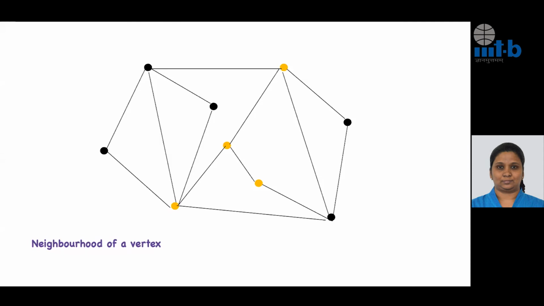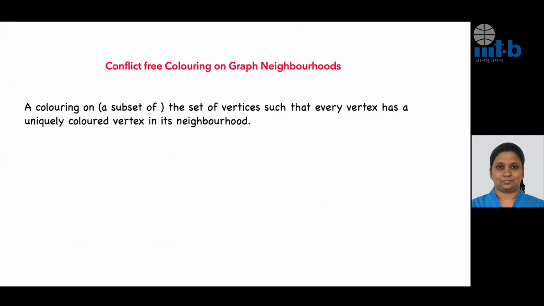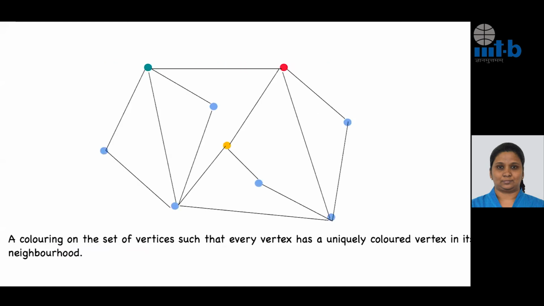Okay. So again, conflict-free coloring means a coloring of a set of vertices such that every vertex has a uniquely colored vertex in its neighborhood. So for example, given a graph, you can color such that for every vertex, there is a vertex of a color which is not repeated in its neighborhood. So this is a coloring of all vertices.